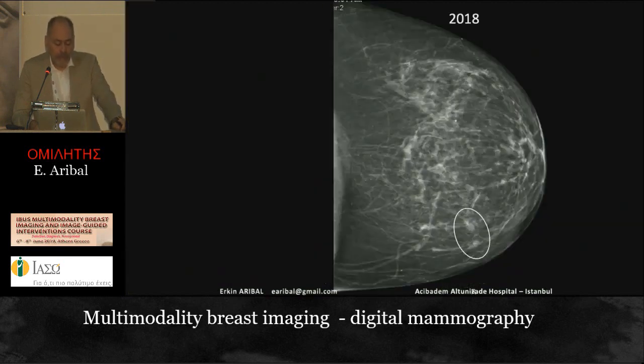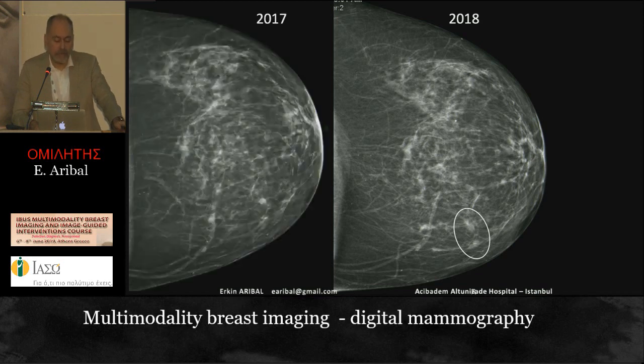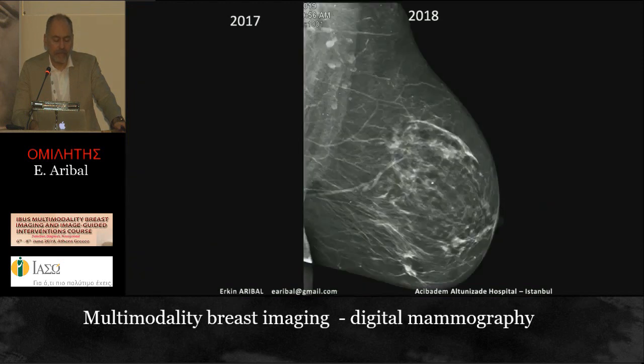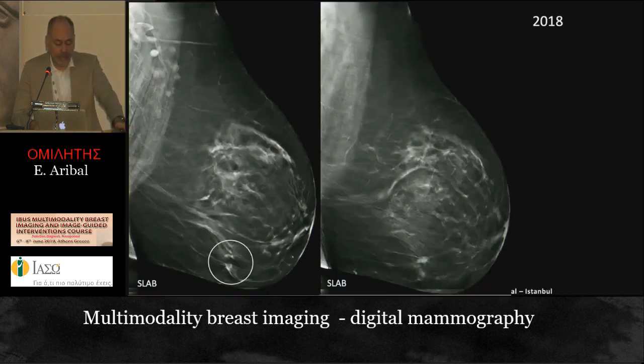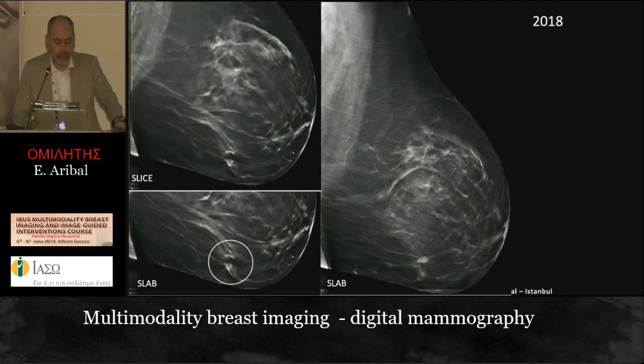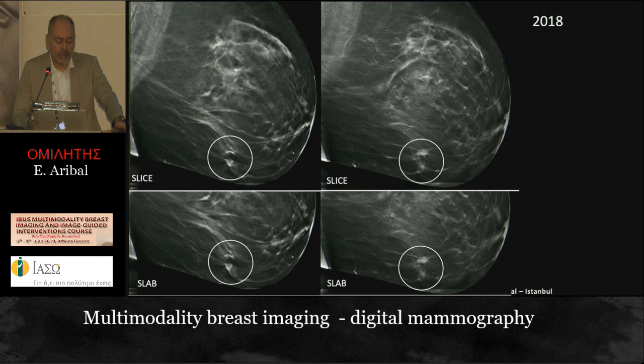So next year, there it is. It's a little bit larger than before when you compare these. And still they have spiculated margins. This is the 2D image, and this is the tomosynthesis images. No, this is the 2017, sorry. And so they have enlarged. Here, 2017 and 2018, tomosynthesis images.